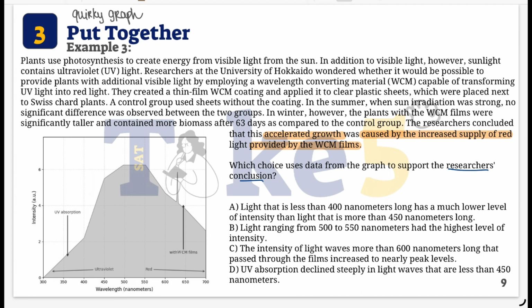Now, let's roughly interpret this graph together. It's always a good practice to read the title of the axis as well as the unit of measurement. We see that the y-axis shows intensity and the x-axis indicates wavelength, with notation to separate ultraviolet for smaller wavelength on the left side and the red for larger wavelength on the right side. Since the graph does not mention anything about growth of plants, the only way the data can support the researcher's conclusion is to bridge the gap of WCM film and red light supply.